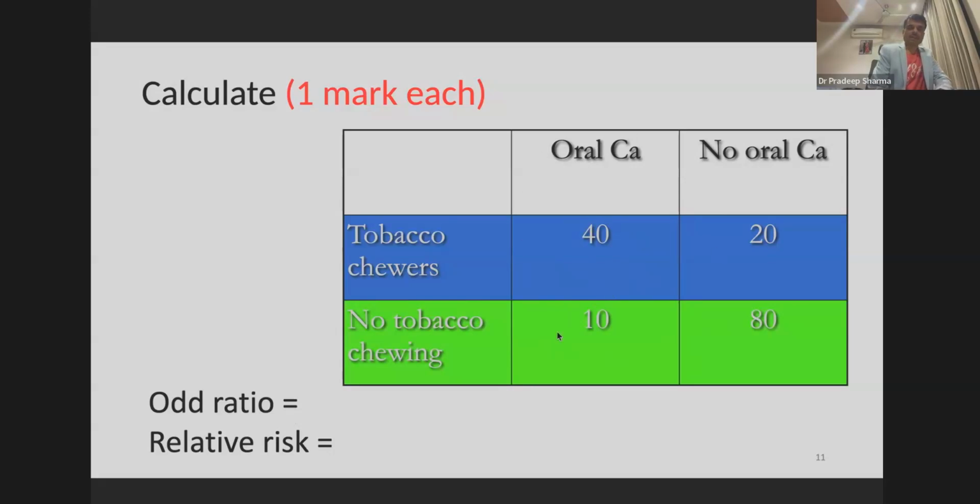When the disease is rare, this is hypothetical, so here it is looking common, but when the disease is rare, your odds ratio will be very similar to the relative risk. But if the disease is common, prevalence is high, then the relative risk will be much lower compared to the odds ratio.